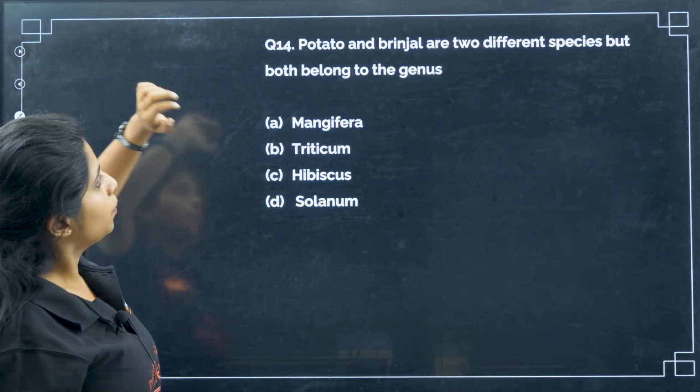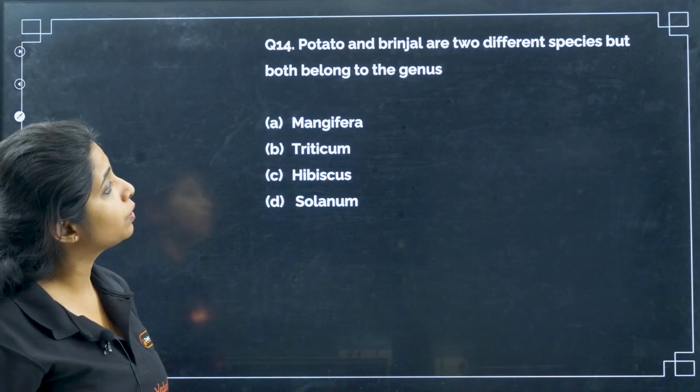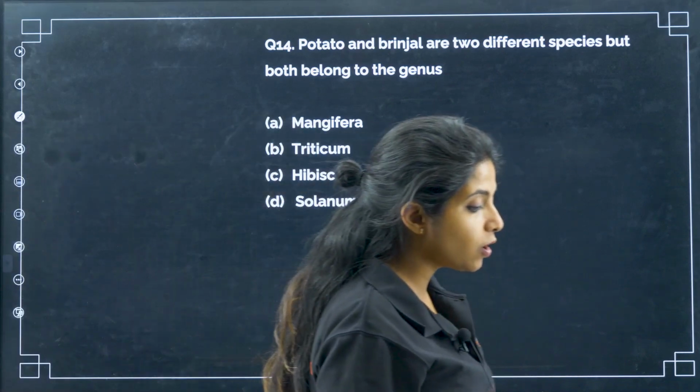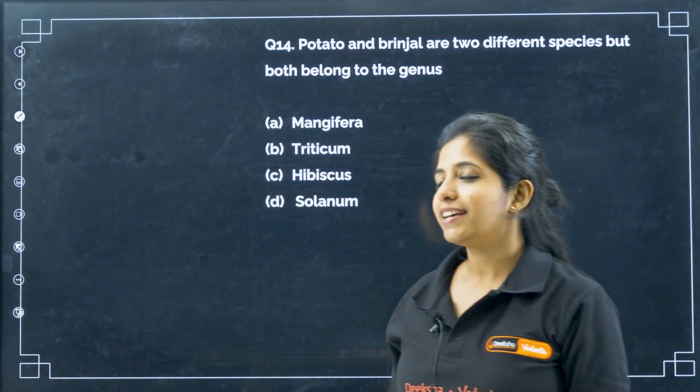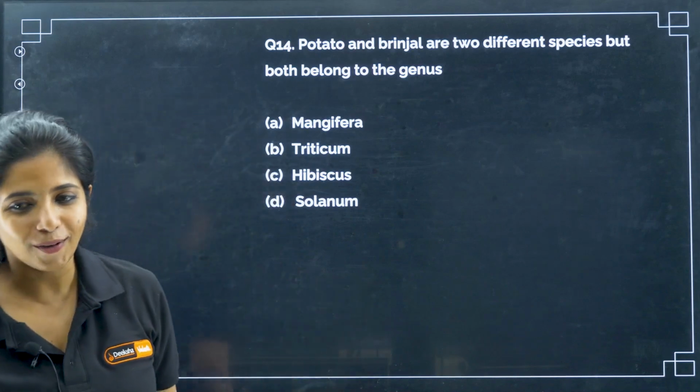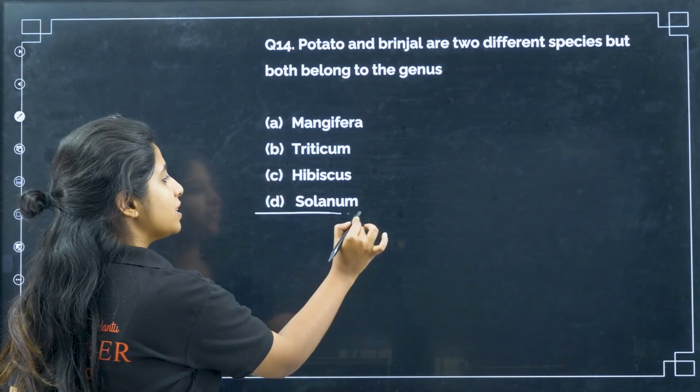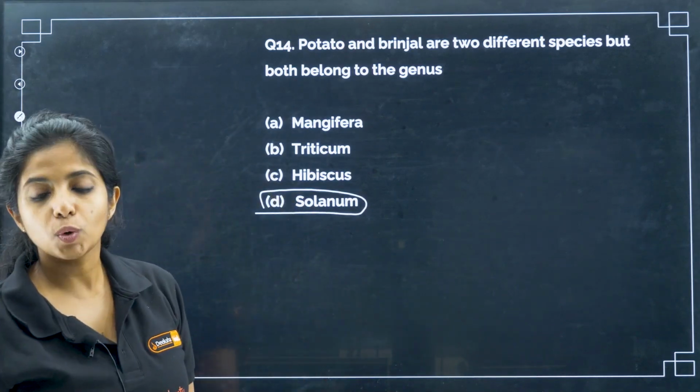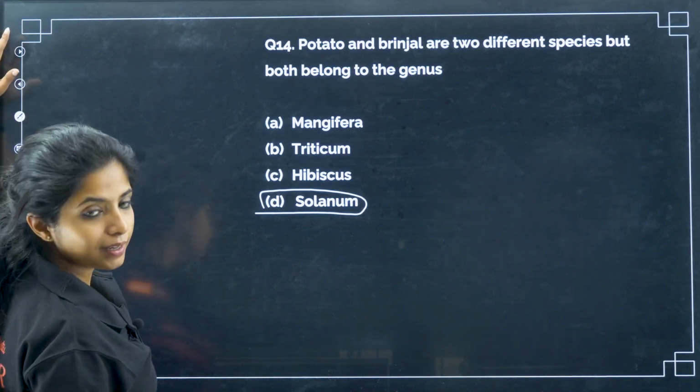Okay. Next, potato and brinjal are two different species but belong to the same genus. Which family do they belong to? It becomes easy to remember the genus then. Solanaceae family is where they belong. Now the genus where they belong is Solanum. So that becomes your answer.